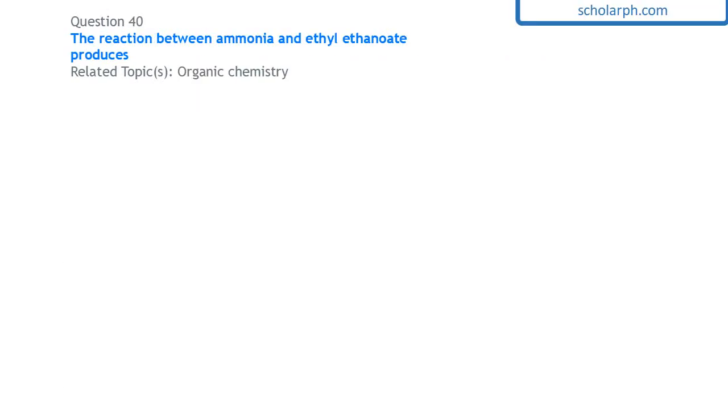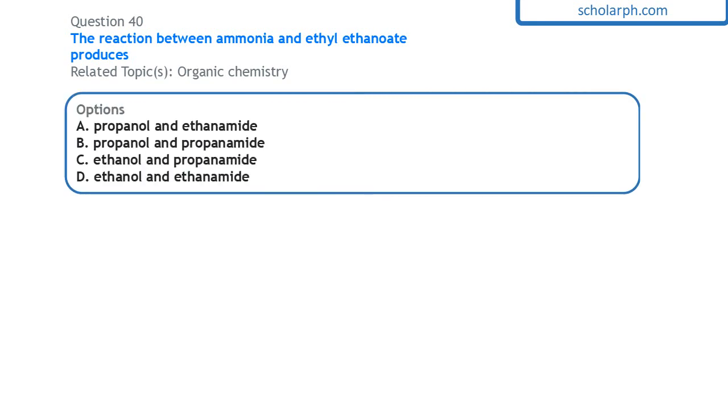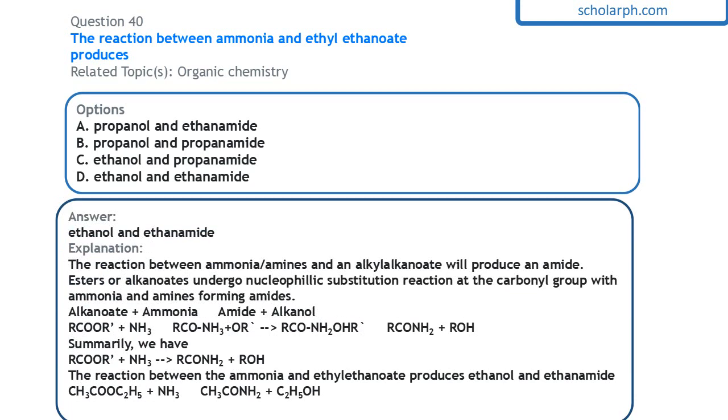The reaction between ammonia and ethyl ethanoate produces... When ammonia reacts with ethyl ethanoate, it will form ethanol and ethanamide. Generally speaking, the reaction between ammonia and an alkyl alkanoate is going to produce an amide, like this ethanamide here.